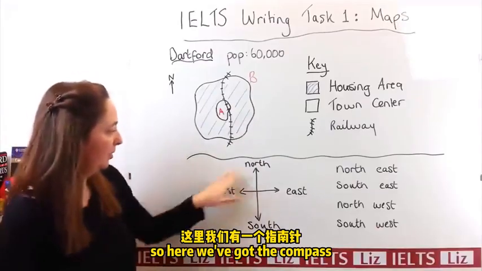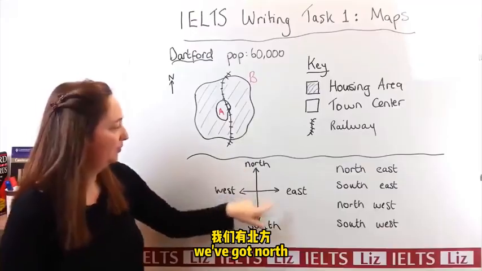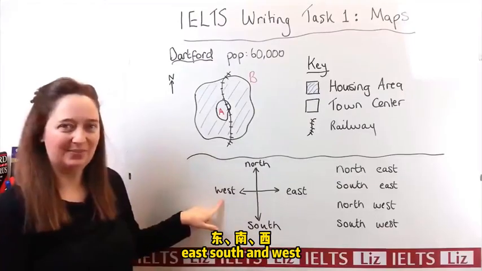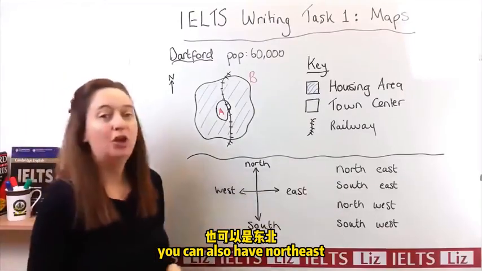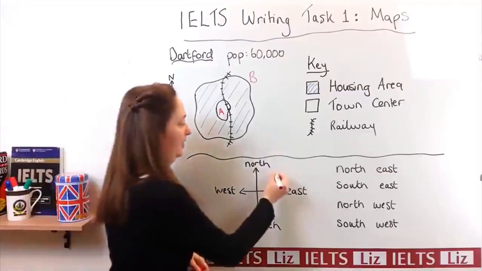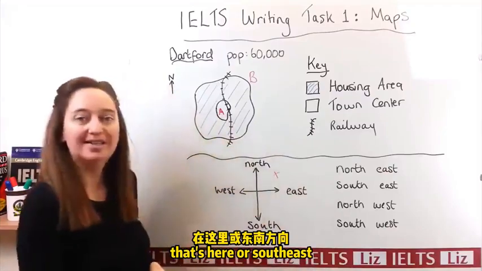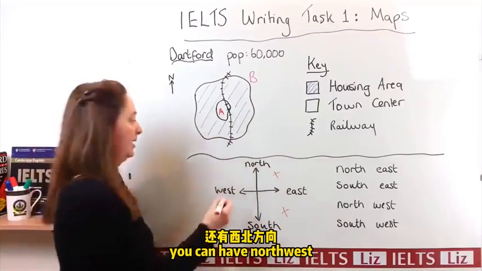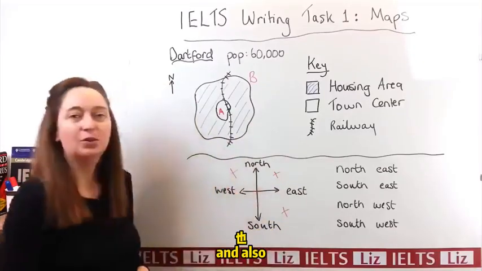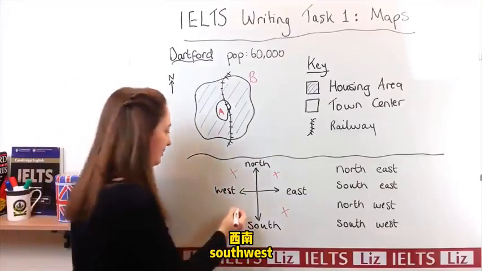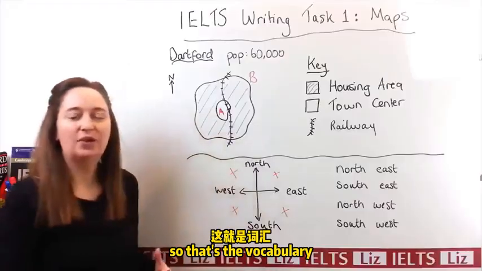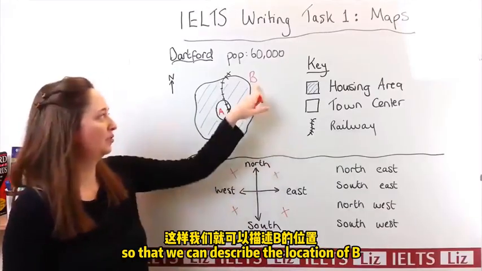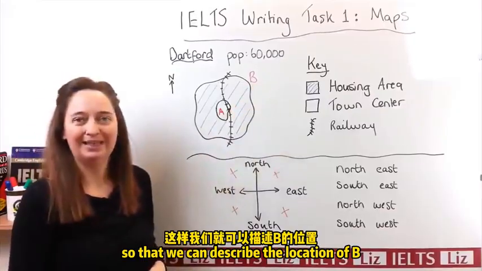So here we've got the compass. We've got north, east, south and west. You can also have northeast, that's here, or southeast. You can have northwest and also southwest. So that's the vocabulary. Let's put that in a sentence so that we can describe the location of B.